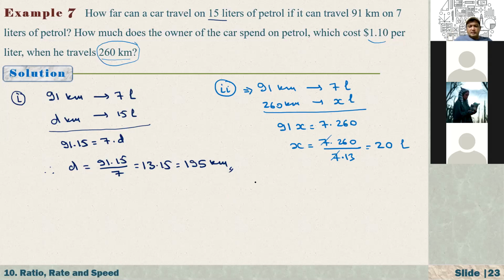Now the second part is, okay, so to travel 260 kilometers, we need 20 liters of petrol. And since 1 liter of petrol is $1.10, for 20 liters of petrol, we need to pay, the cost is 20 liters. For each liter, we need to pay $1.10, which is equal to how much? 200, no, not 200, $22.